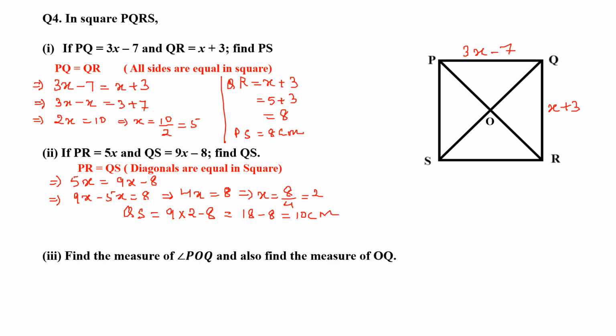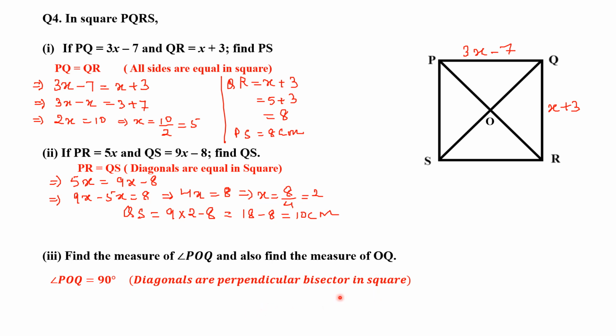A third question. Find the measure of angle POQ and also find the measure of OQ. So where is my POQ? POQ is here. And we know that in a square diagonals are perpendicular bisector. Perpendicular bisector means at the intersection point they are forming 90 degree as well as they are bisecting the diagonals in two equal halves. So from here directly I can write angle POQ will be equal to 90 degree, right? Because they are perpendicular bisector.